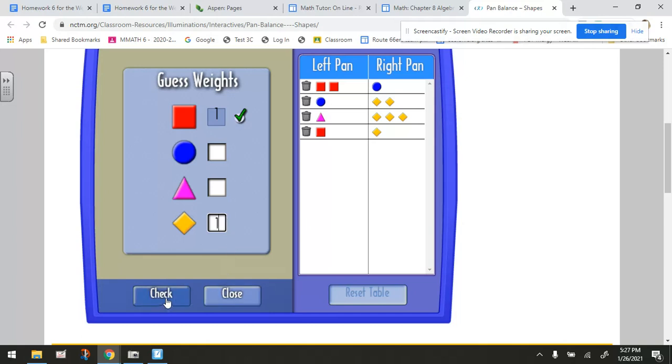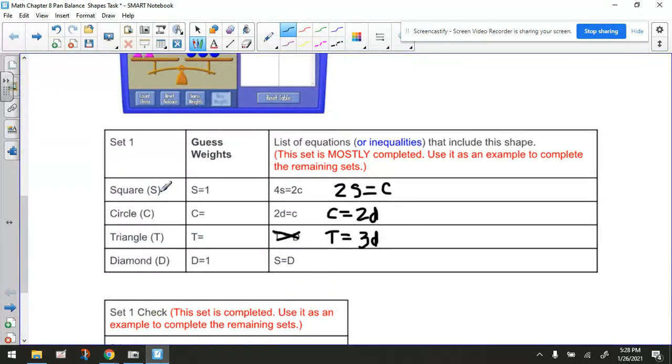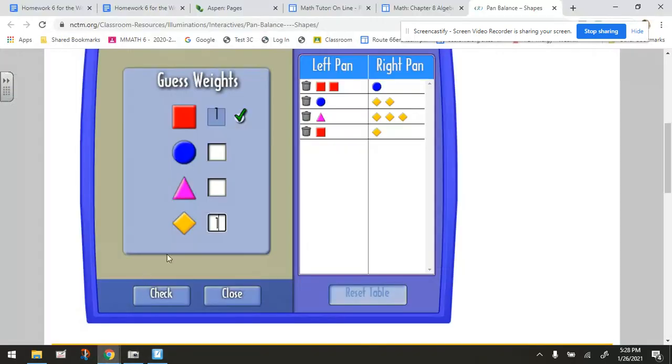Now, one of the things that you can do at this point is you can take your equations that you wrote for the ones that we don't know yet and see if we have any that compare a square to, say, a circle or any of these shapes that we don't have. So let's go back to the circle one, right? So circle equals 2 times the diamond. And now we know that the diamond is 1. So if we just simplify this, that means that circle should be 2. So if we put that in as a guess, we're saying that that might be a 2.